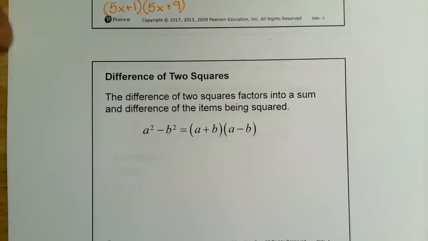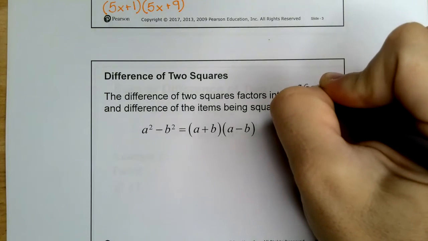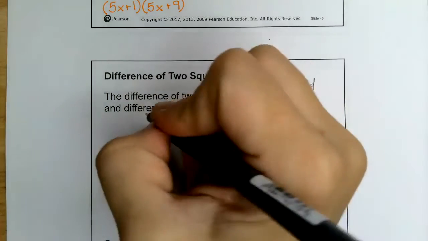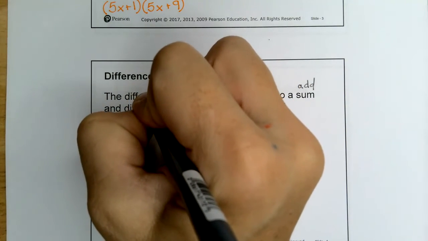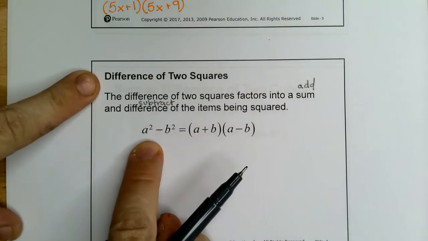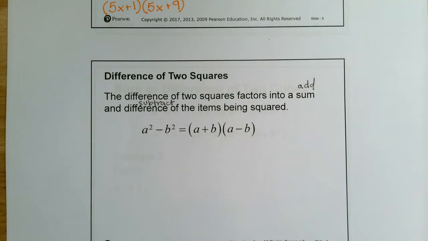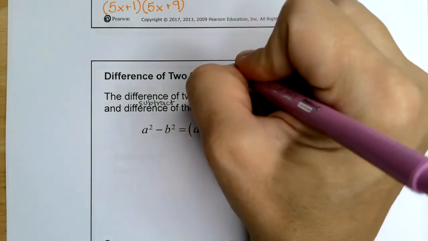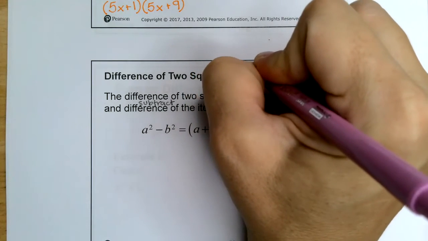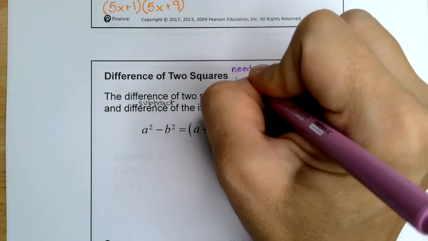Next shortcut is called the difference of two squares. It factors into a sum. Sum is add, and difference is subtract. So basically, the difference of two squares needs subtraction and two perfect squares. Needs the minus sign and two perfect squares.